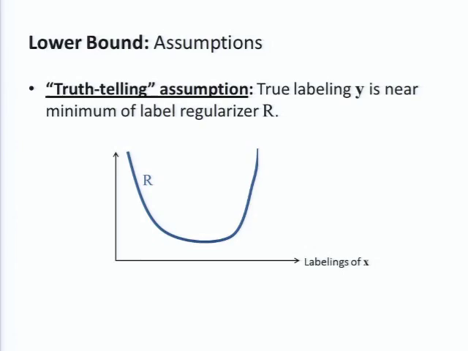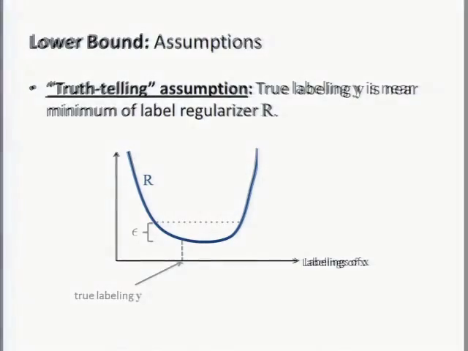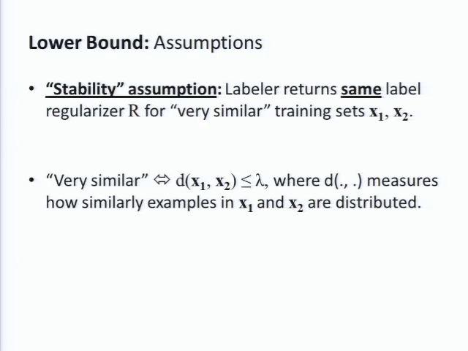Okay, so again, the first assumption is that the labeler is not too misleading. The second assumption is an assumption about the stability of the labeler. So if I have two training sets and they are very similar to each other, and I'll explain what I mean by similar in a second, then the labeler will give me the same information for both training sets. And by similar, I mean think of those two training sets as empirical distributions in input space. If those two distributions are close by this amount that we're going to parameterize by lambda, then that's what we mean by close. So that's stability.